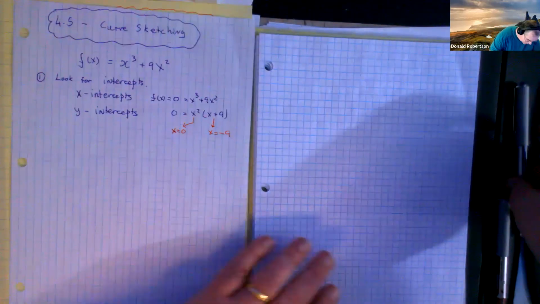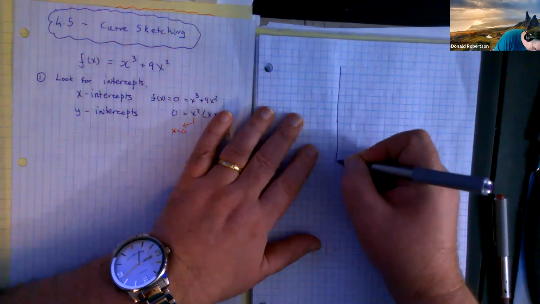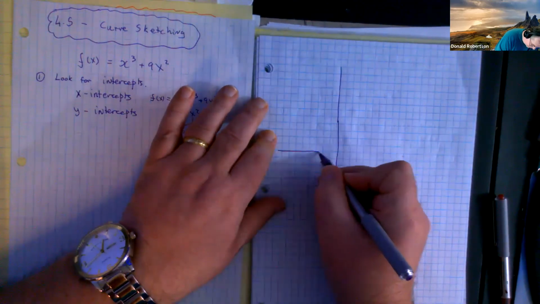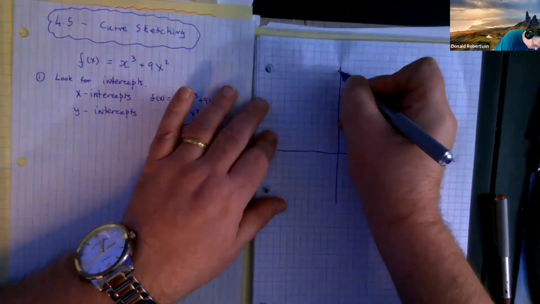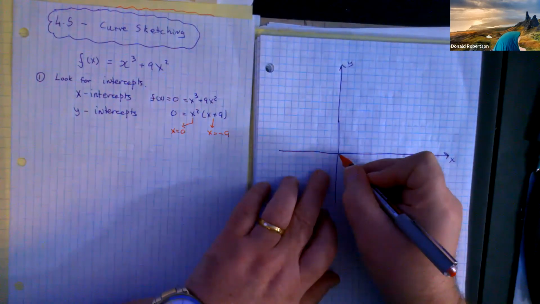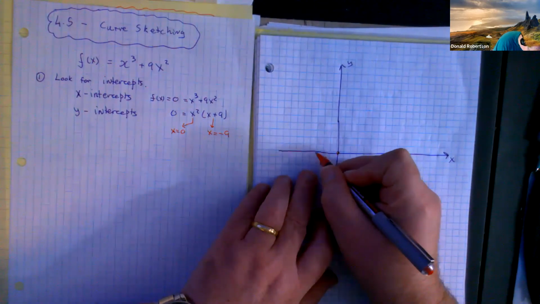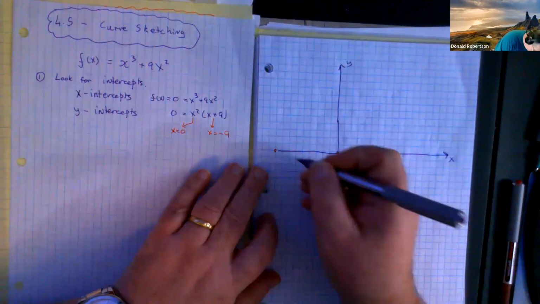Over here, I'll start my sketch. There's my x-axis, there's my y-axis. 0, 1, 2, 3, 4, 5, 6, 7, 8, 9. Wow, looks like I'll need more room than I thought.